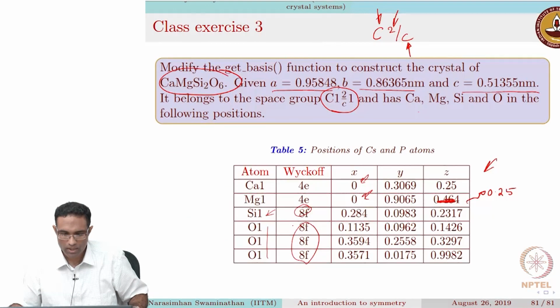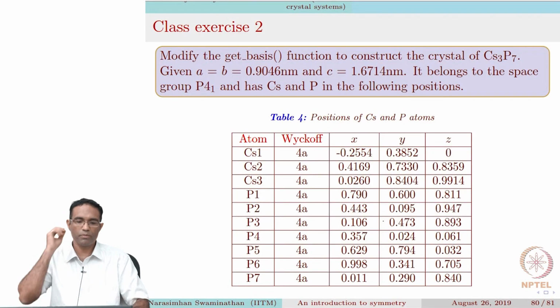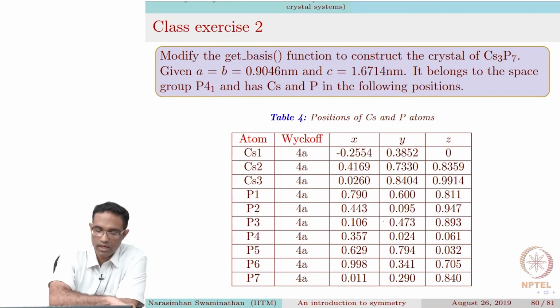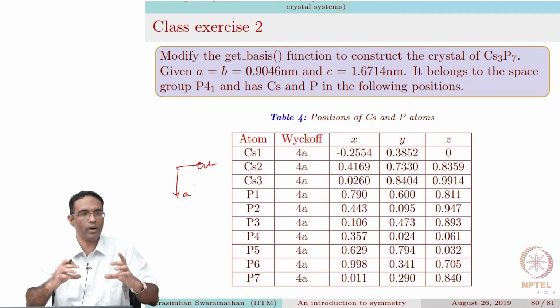The next one has a larger number of things to keep track of, which is basically the P4 space group. So, tetragonal structure. In the tetragonal structure, once again, it is viewed from the C axis. So this is B and this is A. So you will be viewing a square.